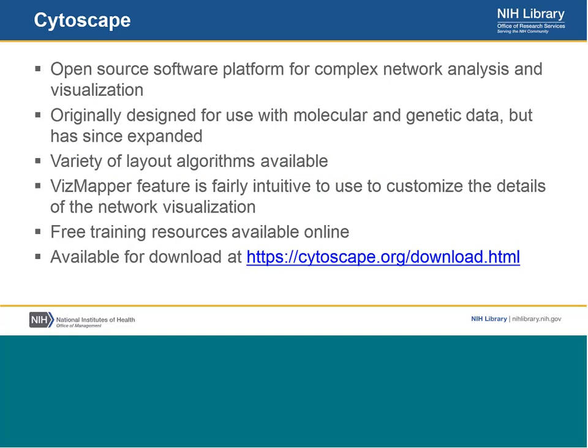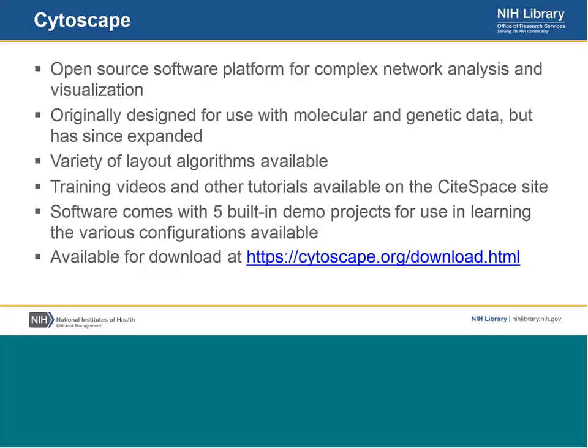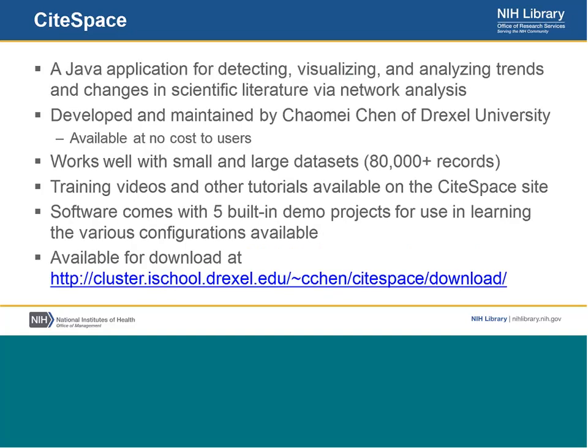There are, again, ample training resources available online, and it's very easy to download and start using. And an additional tool, not to be confused with Cytoscape, which we just heard about, is CiteSpace, which is a Java application for detecting, visualizing, and analyzing trends in the scientific literature, primarily via network analysis. This resource was developed and is currently maintained by Chao-Mei Chen of Drexel University. It is being made available to users at no cost.